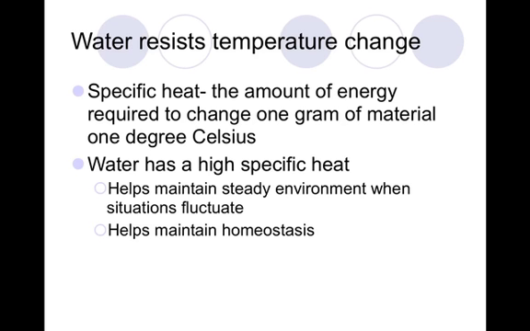It also allows water to resist temperature change, and this is important. You need to know this for the test. It's going to take longer to boil. It resists changing that temperature. So it has a high specific heat. That's the amount of energy that it takes to make that water hotter. Why is this important? It helps maintain a steady environment when situations fluctuate, and it helps to maintain homeostasis in our cells themselves.